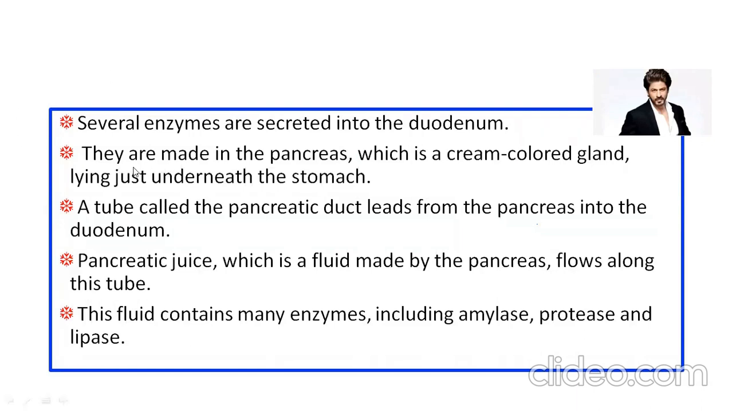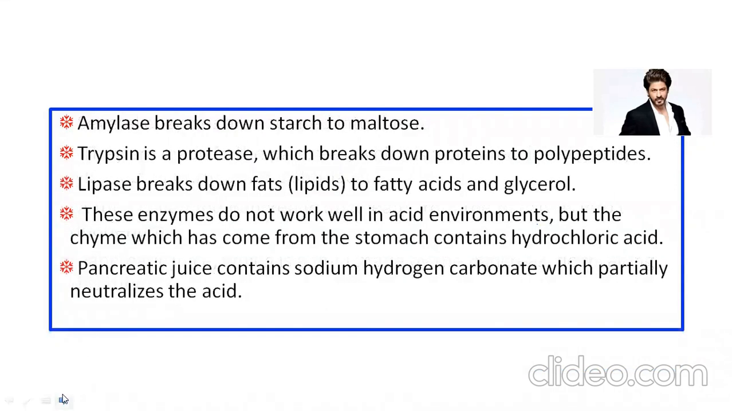They are talking about the pancreas. Here it acts as a gland because it is producing different types of enzymes. Those enzymes include amylase for the breakdown of starch, protease for the breakdown of protein, and lipase for the breakdown of lipid. We discussed this already.